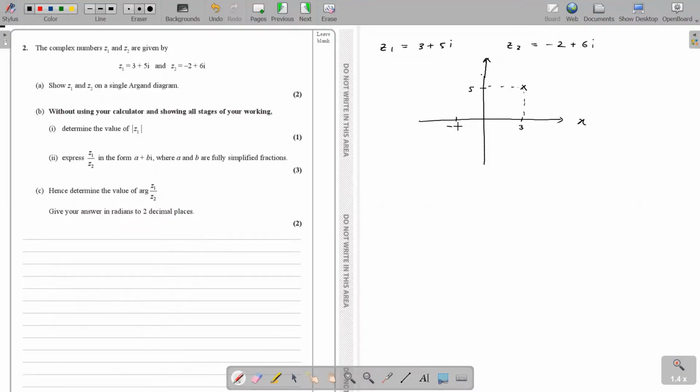Minus 2, 6i. So you can mark the two coordinates. Z1, this is Z2. Are you okay with that? Show Z1 and Z2 on a single Argand diagram. So you can mark your points Z1 and Z2. Did you mark it? Okay, is this okay? Okay, so mark the points Z1, Z2 on the single Argand diagram.